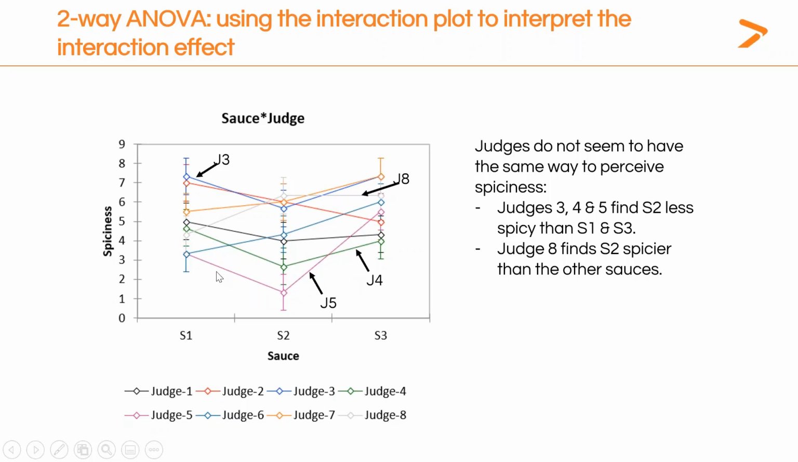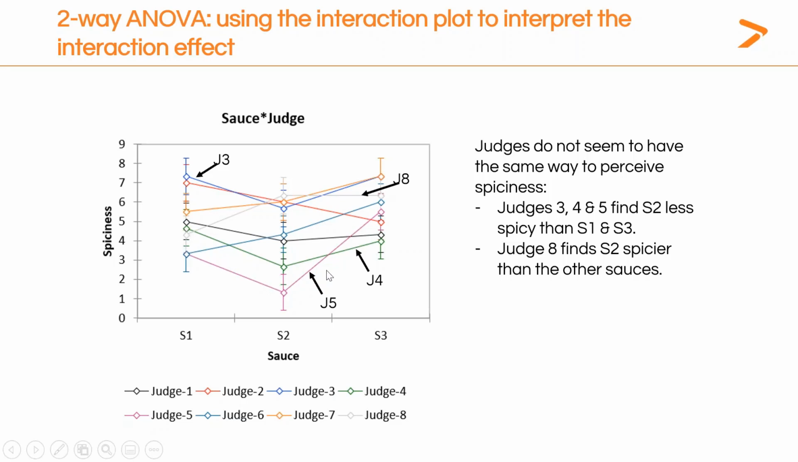What do we see here? Look at the purple judge and at the green judge. Okay, so this one and this one. According to those 2 judges, the source number 2 is less spicy than the 2 other sources. But if you look at the gray judge, this one, you notice that this judge finds that the second source is spicier than the first one. So we don't really have the same pattern of tasting across judges, and this is how we interpret the interaction.